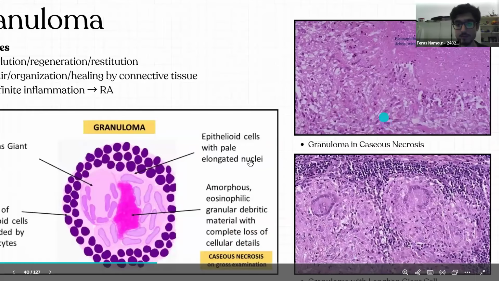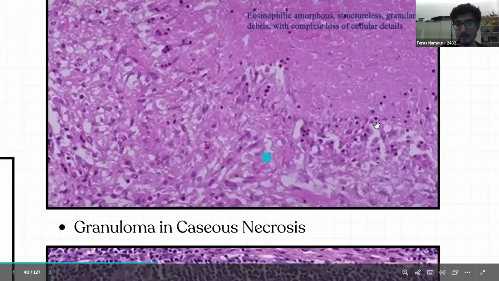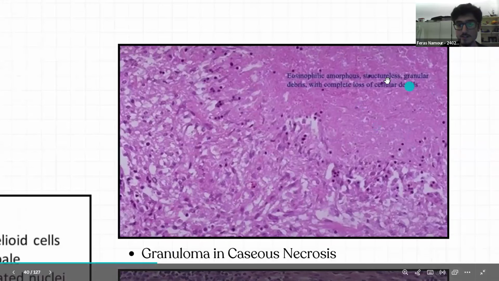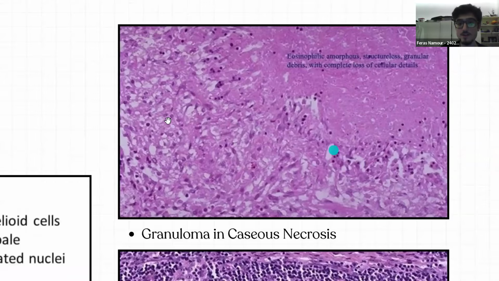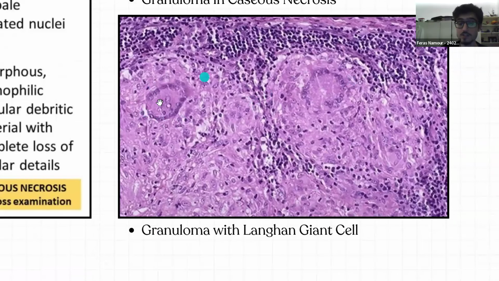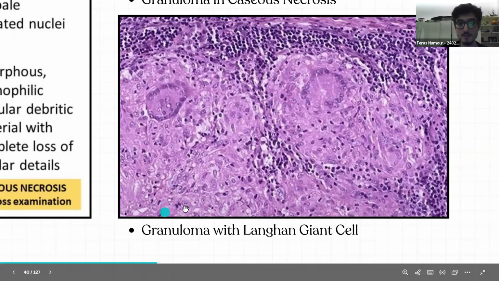Here we have some examples. Again, this is caseous necrosis because I don't see any nuclei here, and we're going to have the epithelioid cells surrounding this necrosis. And these are some giant cells, right? Which kind? Periphery, so Langhans giant cells. And these are lying on the necrosis, the necrotic center is probably somewhere deeper there.